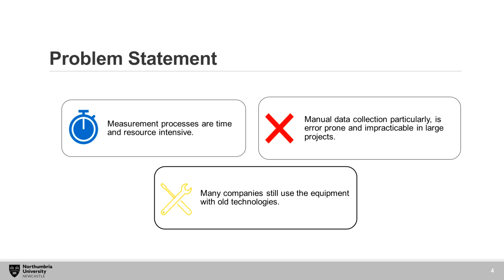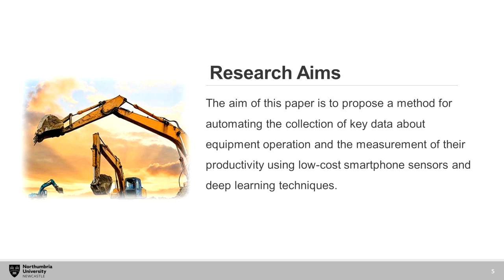This demonstrates the need for automating the process of equipment data collection, measuring and benchmarking their productivity, and monitoring their performance in large construction projects. So the purpose of this paper is to propose a method for automating the collection of key data about equipment operations and the measurement of their productivity using low-cost smartphone sensors and deep learning techniques.